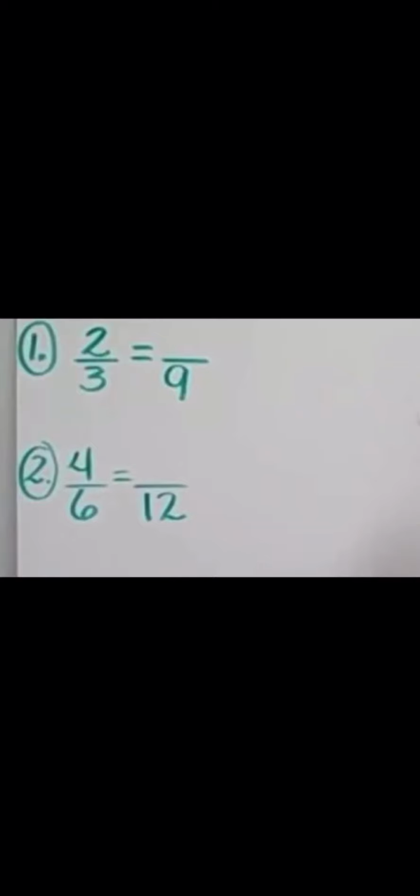At the end, let's see this question. Here we have a missing numerator and in both questions. 2 out of 3 equals to what out of 9? Yes, we multiply both numerator and denominator by 3. So 2 times 3 is 6. So my new fraction is 6 out of 9.